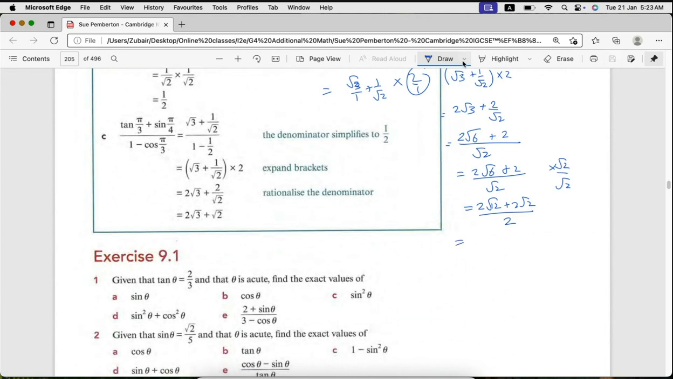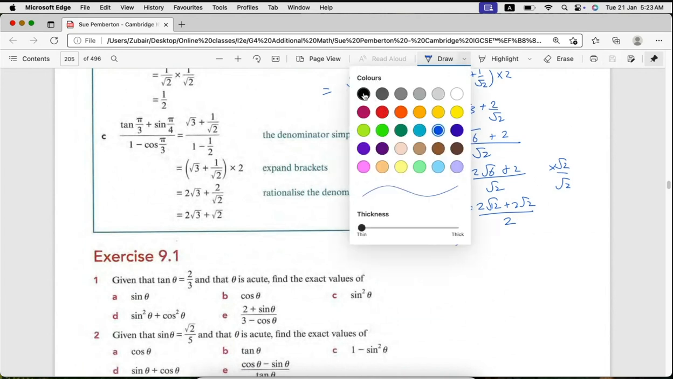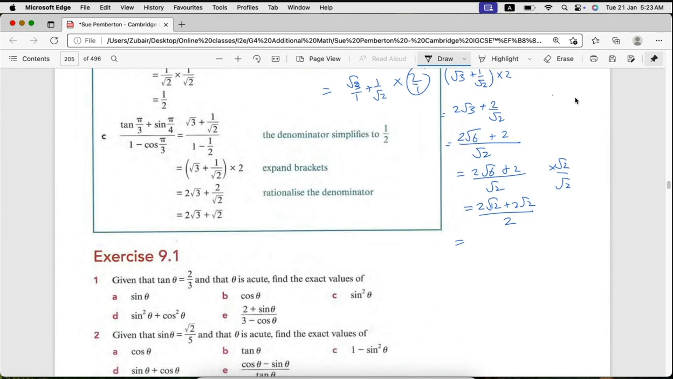I'm simplifying 12 first and then taking out common. 12 is 2 times 6, 2 times 3, 3 times 1. So square root 12 could be written as 2 square root 3. So 2 times 2 square root 3, 4 square root 3, plus 2 square root 2 over 2. Taking out 2 common in the numerator, 2 square root 3 plus square root 2 over 2. 2 cancels out. 2 square root 3 plus square root 2.